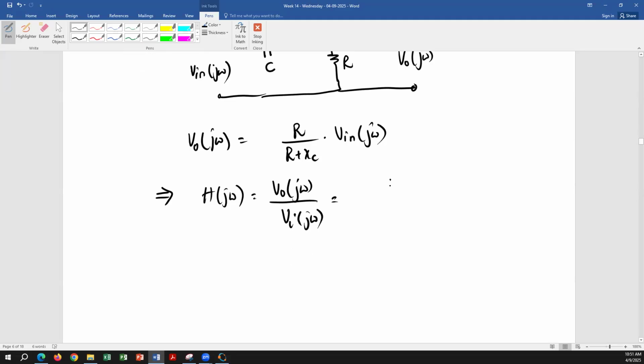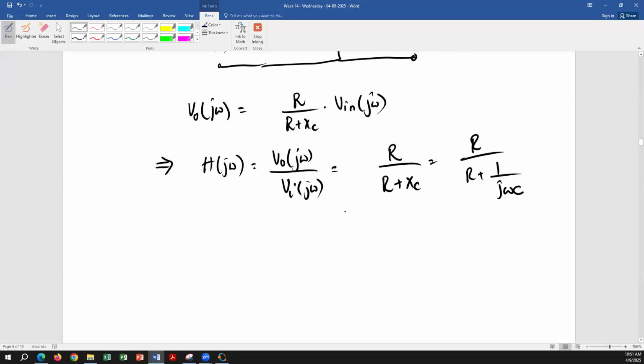So this is going to be R over R plus XC, R over R plus 1 over j omega C, which equals j omega RC over 1 plus j omega RC.